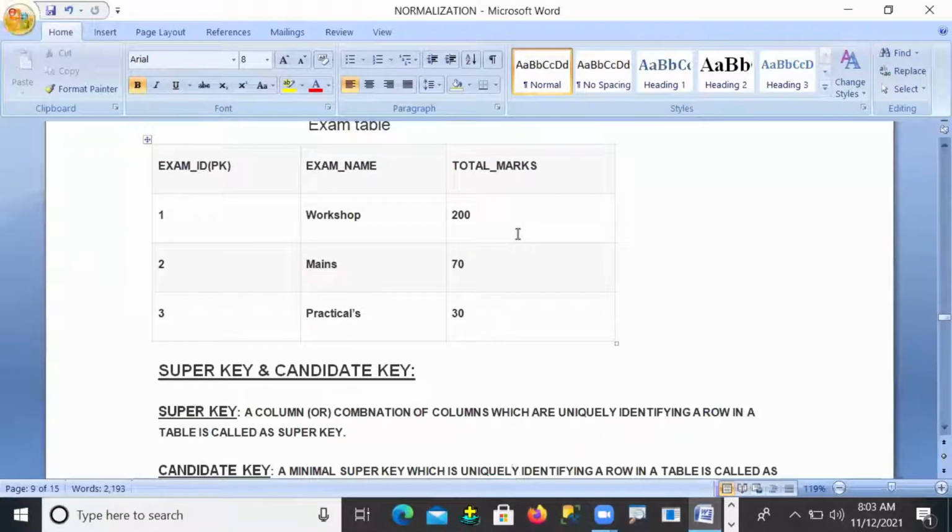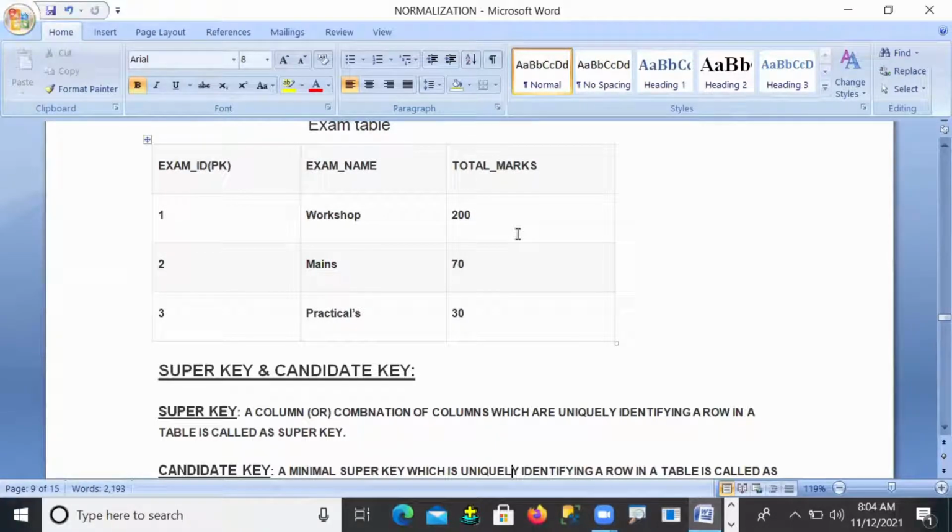So when you find a transitive dependency column, the thing is, those columns are removed from your table and kept in another new table, and that new table and your old table should make a primary key foreign key relation. Then your problem will be solved.